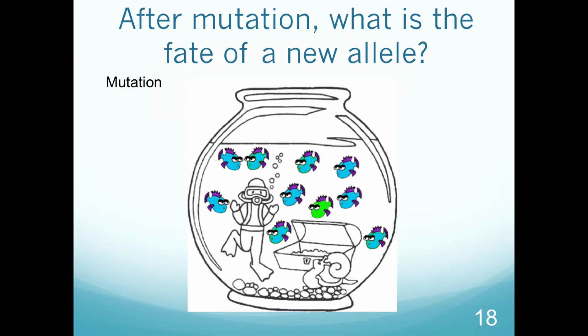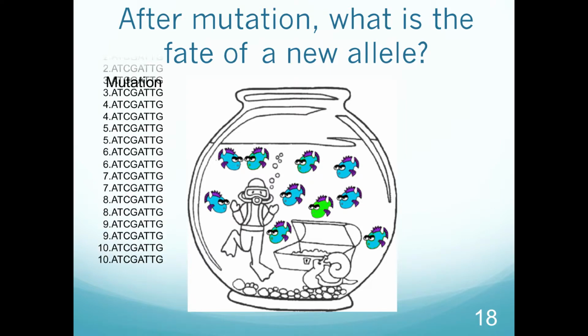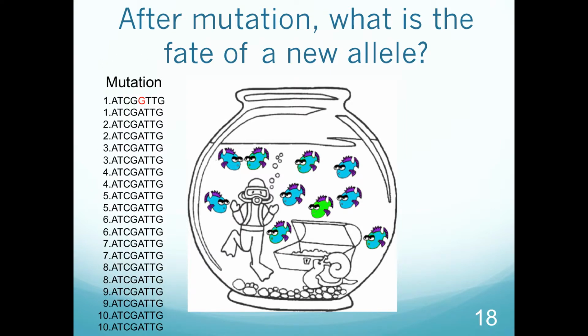So we return to our original question. We have this one individual that is mutated from a B allele to a Y allele, such that it is a heterozygote that is green. And we can think about this in terms of DNA, where we have a non-synonymous mutation at this base pair that changes from an A to a G, and so this would be our Y allele, and this would be our B allele. And we ask this question, what is the fate of a new allele?